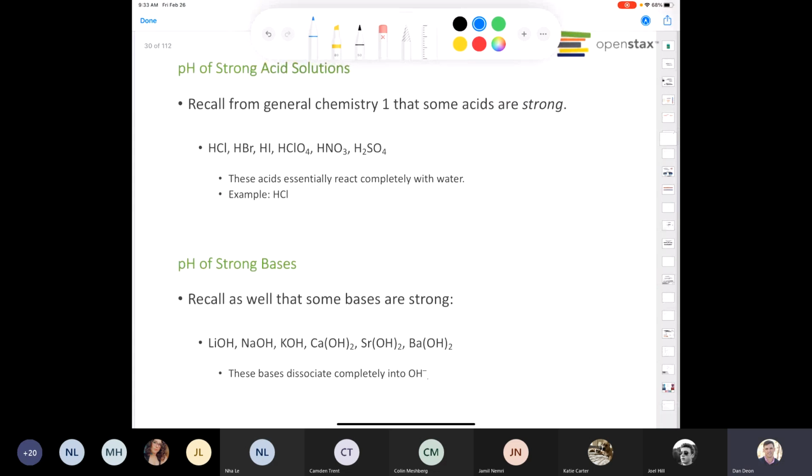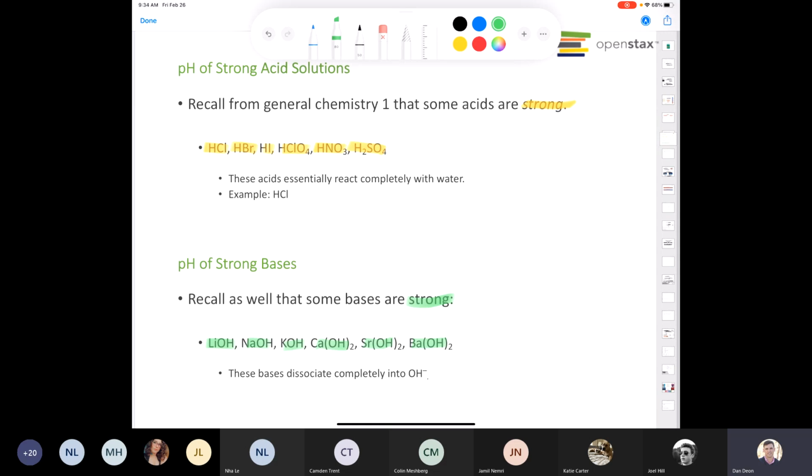You've got to know the strong acids. There are 6 strong acids that you have to be familiar with, and 6 strong bases. Meaning, you've got to have these memorized. The strong acids are hydrochloric acid, hydrobromic acid, hydroiodic acid, perchloric acid, nitric acid, and sulfuric acid. Strong bases are lithium hydroxide, sodium hydroxide, potassium hydroxide, calcium hydroxide, strontium hydroxide, and barium hydroxide.